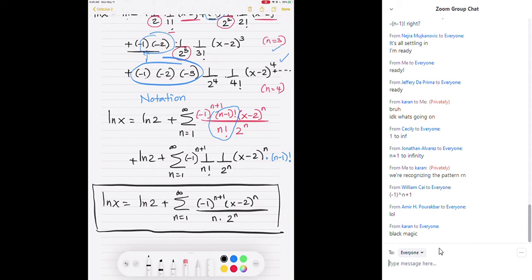We just simplified the factorials, didn't we, Russell? So n minus 1 factorial. I'm just going to say n factorial was n times n minus 1 factorial. You had n minus 1 factorial on the top, so we just cancel.